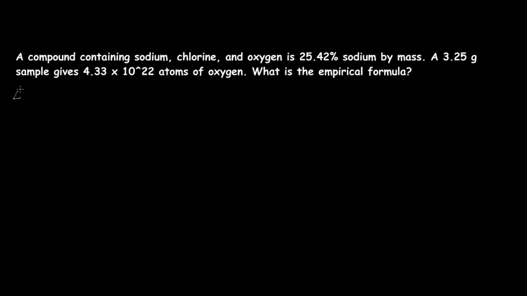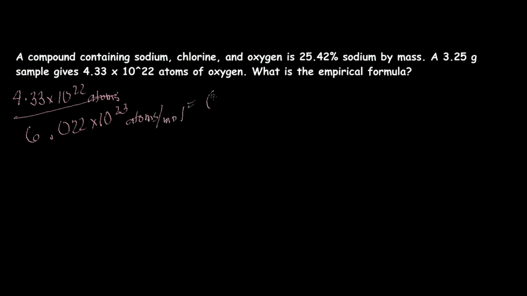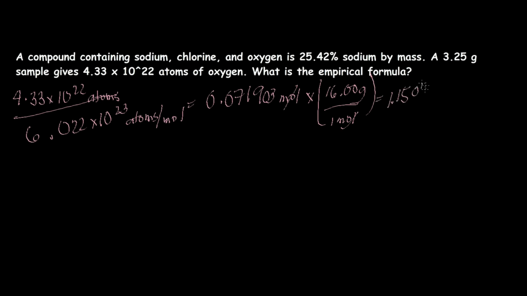So you have to divide the number of atoms by Avogadro's number, 6.022 times 10 to 23 atoms per mole. This will give us 0.071903 moles. Now that you have the number of moles, you multiply it by the molar mass of oxygen, 16.00 grams per 1 mole, canceling mole. This will give us 1.15045 grams of oxygen. So you have the mass.